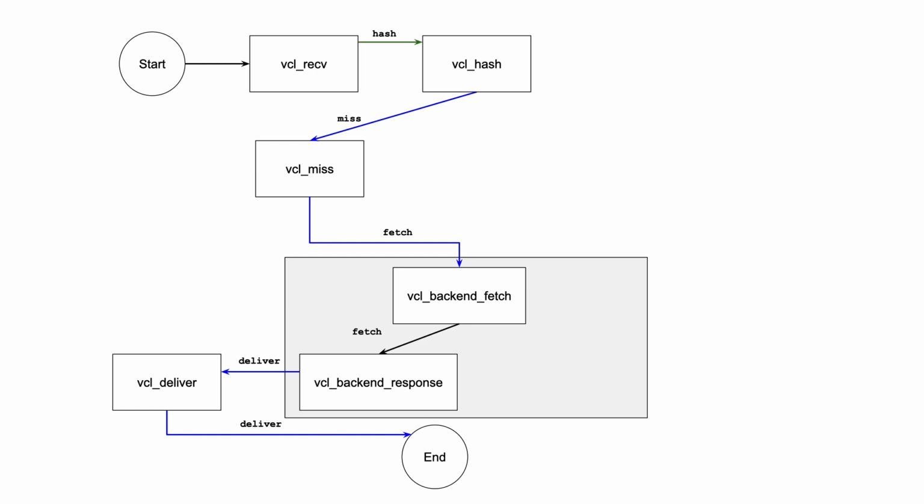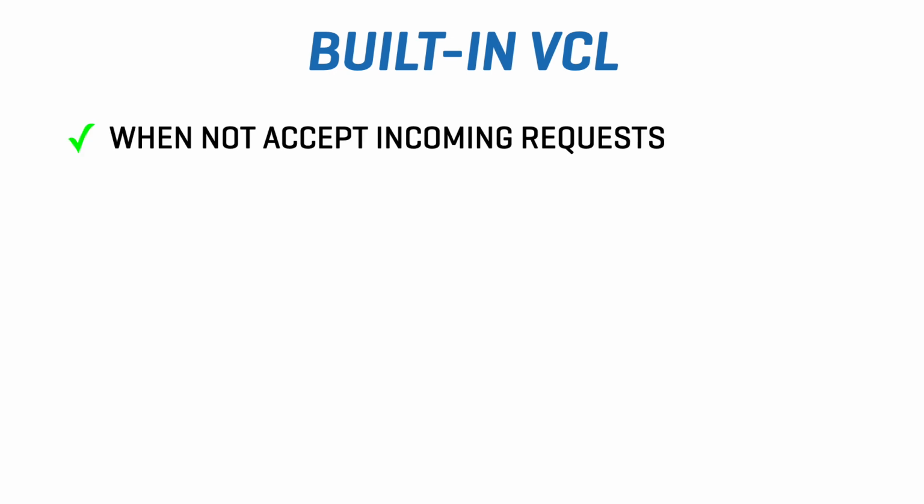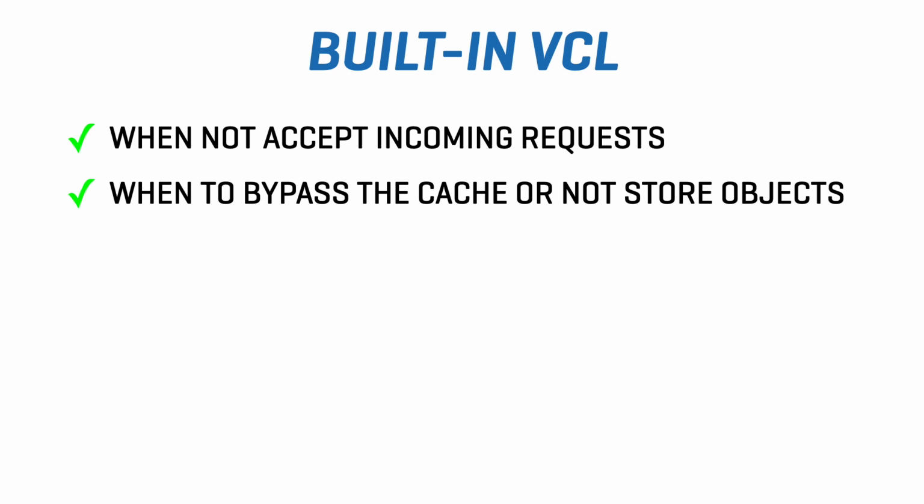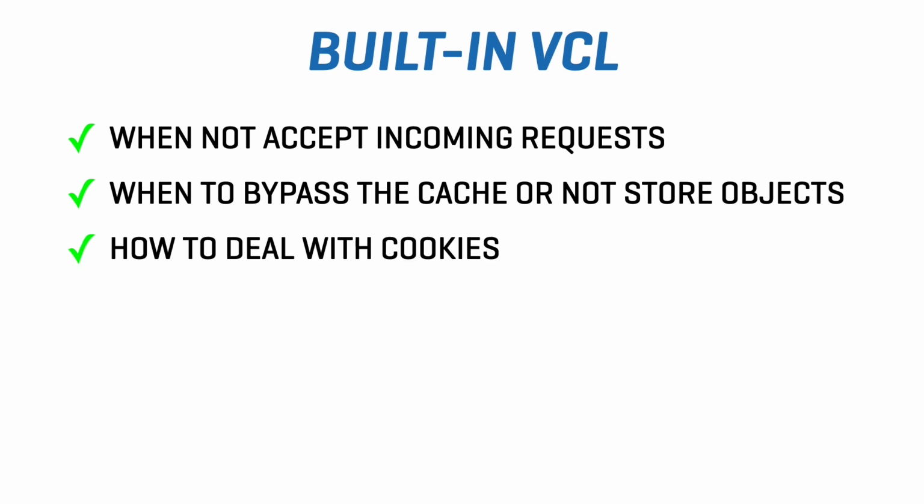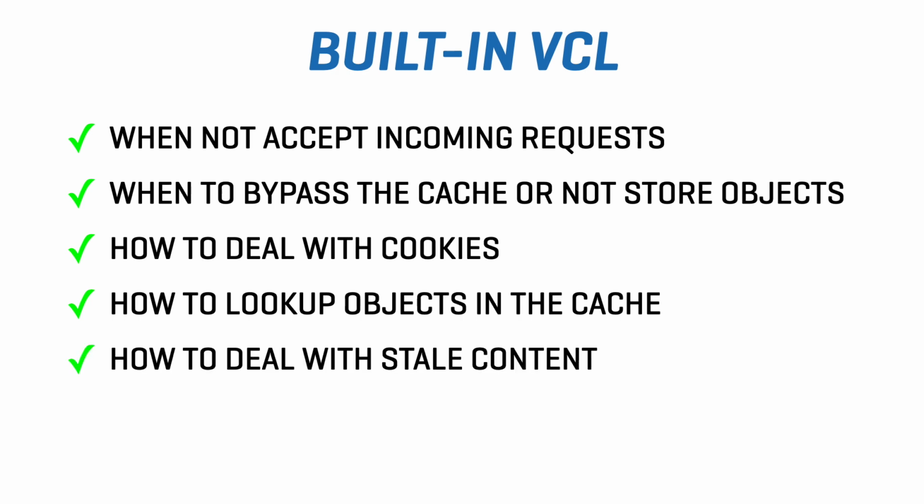delivered to the client. But as mentioned, VCL is not a top-down programming language in which you have to define all the behavior. Most of the behavior is already there, and most of the actions that need to be taken and the transitions within the finite state machine are part of the so-called built-in VCL. The built-in VCL decides when to accept and when not to accept incoming requests, when to bypass the cache or not to store objects in the cache, how to deal with cookies, how to look up objects in the cache, how to deal with stale content, and how long to cache.